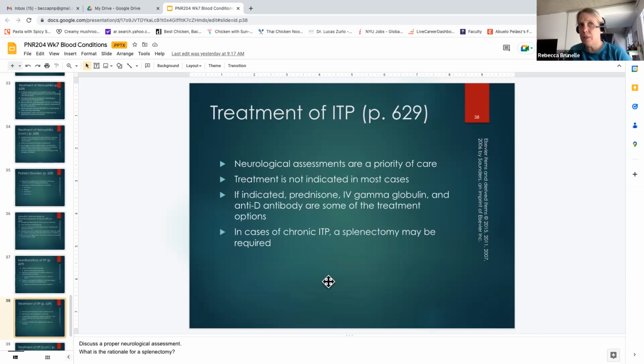So neurological assessments are a priority of care. Who can tell me why you think, if you're having bleeding problems, that you want to make sure you're doing a lot of neuro assessments? Want to make sure the brain's not bleeding. Yeah, so you want to make sure they're not bleeding into their brain. So this is a common priority question that I would expect you would see on your exam 3 and on your HESI. If you have a patient that has a propensity to bleed, one of your priority nursing interventions is going to be doing frequent neuro assessments.